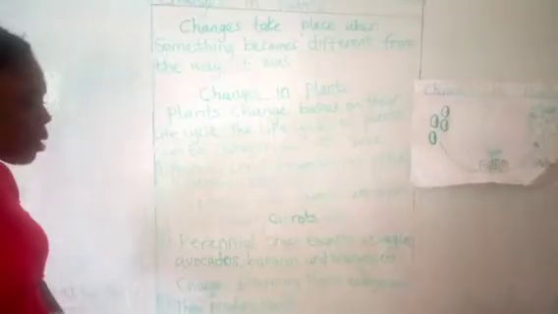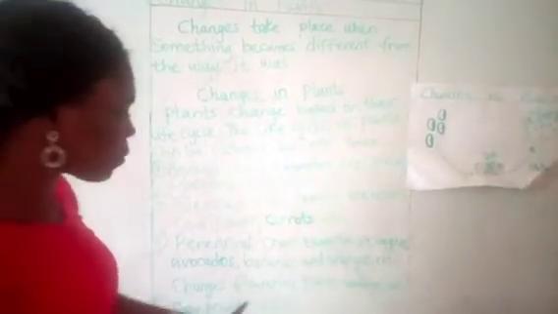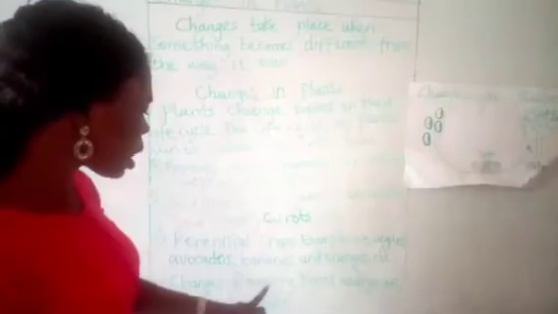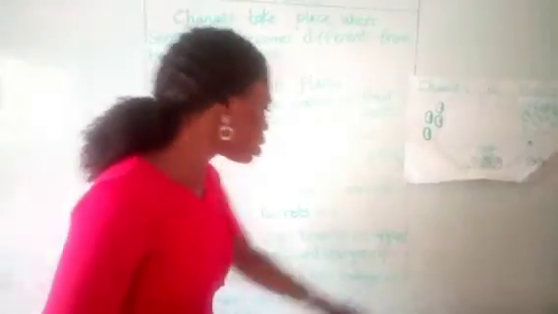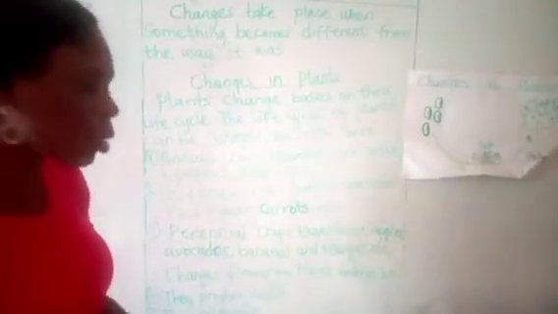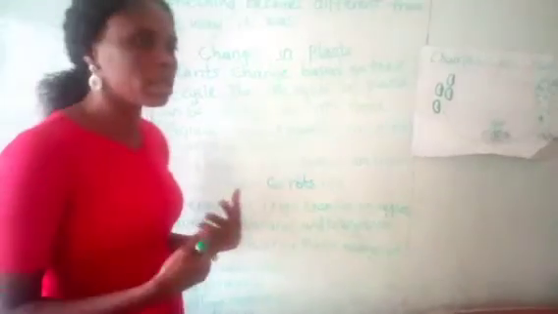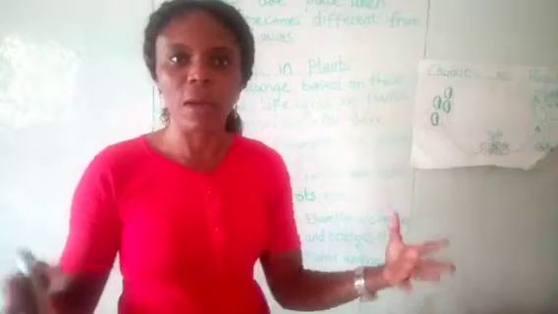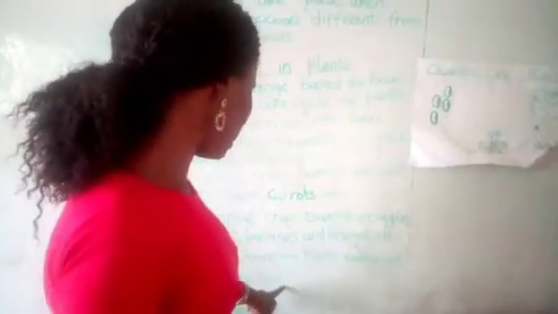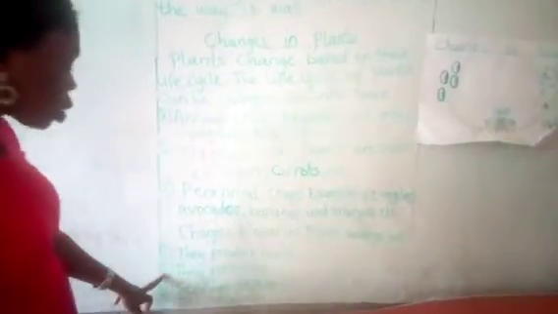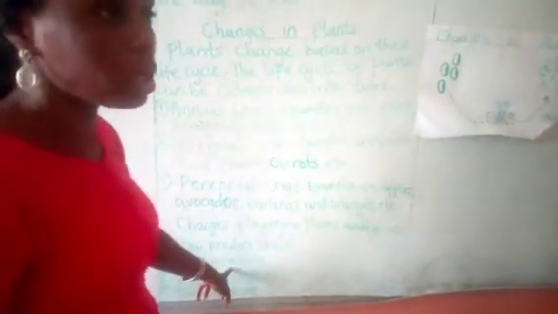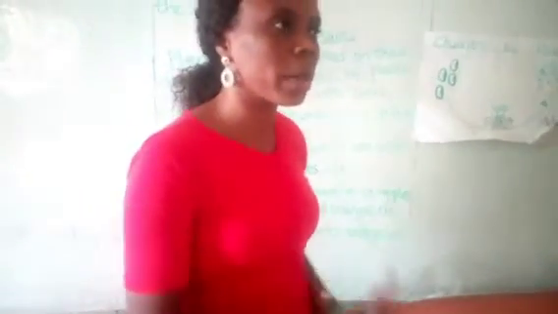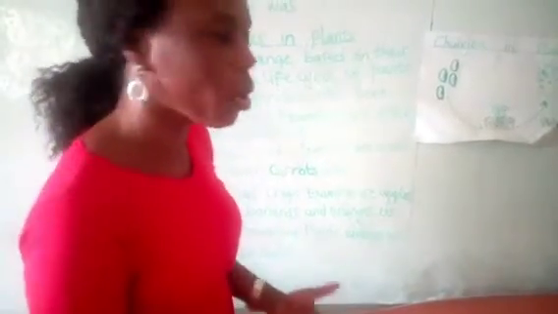Changes in flowering plants. The changes that flowering plants undergo are, one, they produce seeds. We all know that flowering plants are plants that have flowers, so they produce seeds. The second change is that they germinate, that's to say they grow. When we talk about the word germination, it means growing.